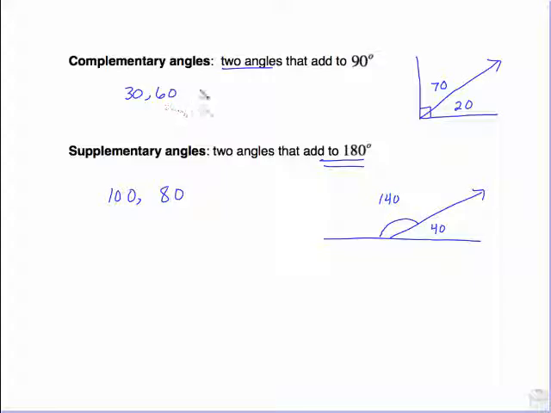One easy little thing in case you tend to get these kind of words confused. C comes before S in the alphabet. 90 comes before 180.